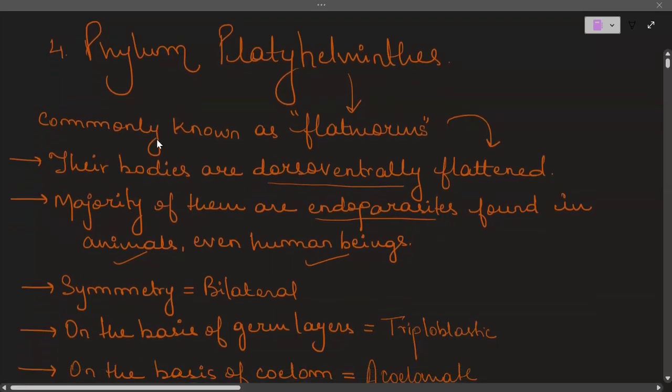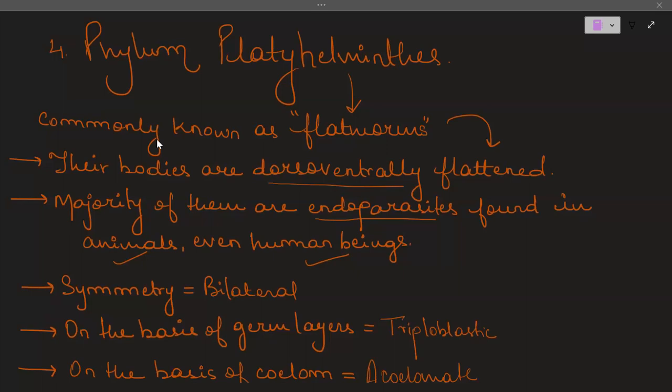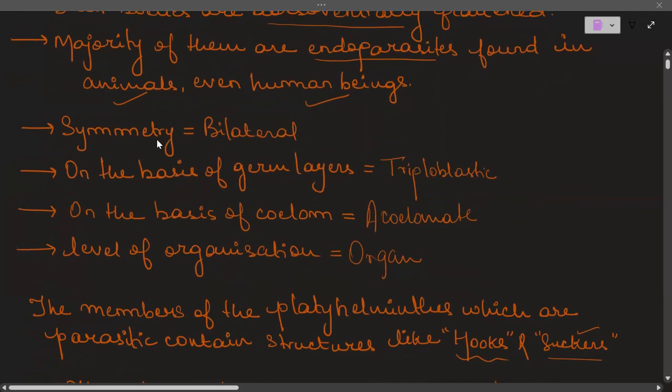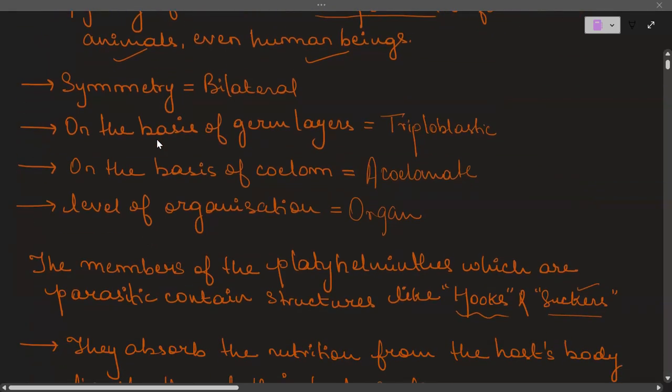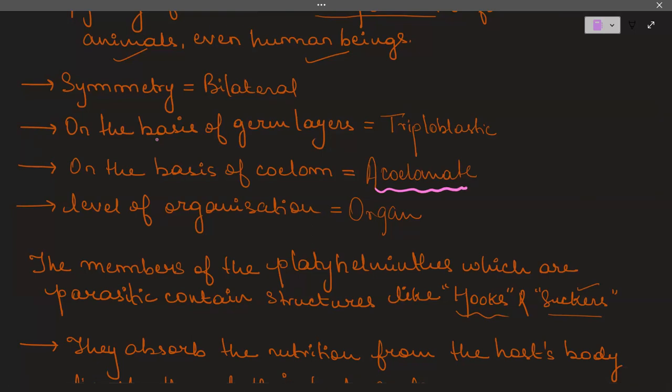Now, coming on to the fourth phylum, that is phylum Platyhelminthes. Platyhelminthes are commonly known as flatworms. Their bodies are flattened dorsoventrically. Dorsoventrically means the dorsal portion is the back and the ventral portion is the front. So they are flattened from both sides, so they are known as flatworms. Now, the majority of them are endoparasites. Endo means inside. So they are parasitic inside the body of animals, and even they are present in human beings. Now, they have bilateral symmetry and they are triploblastic, but they are acoelomate. Coelom is absent. The level of organization is organ level of organization.